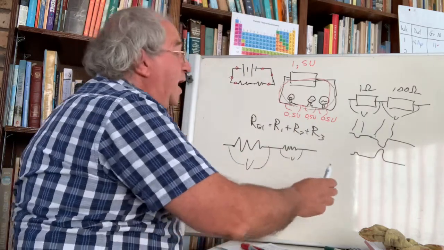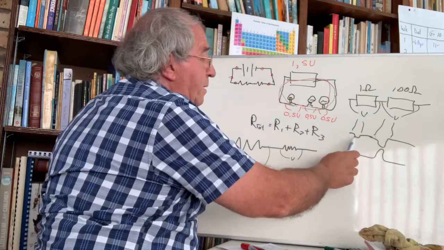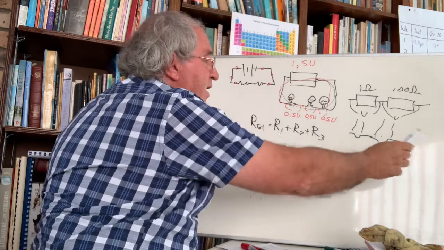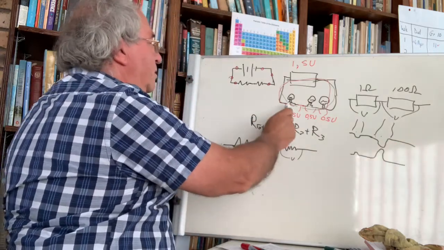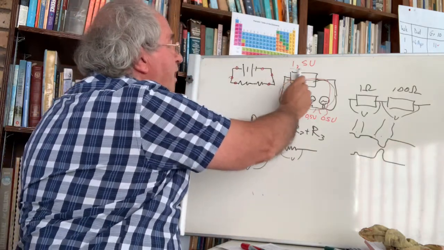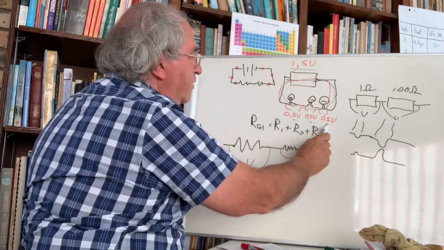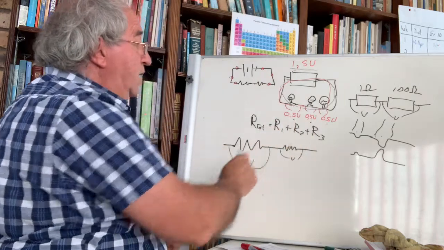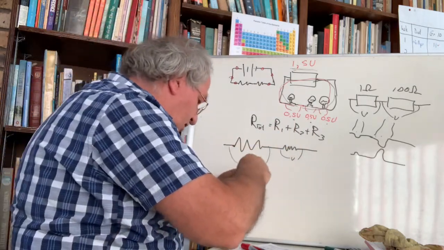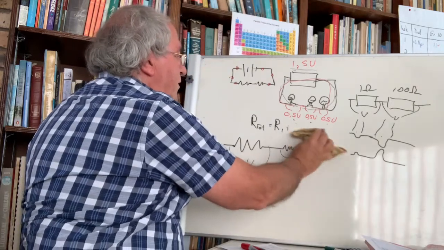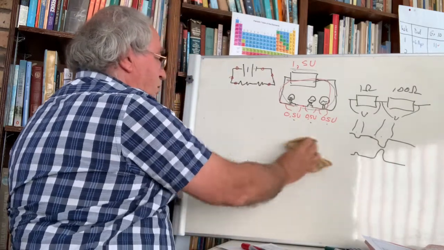So it divides the potential between different values. The potential there of 1.5 is divided into 0.5 here, 0.5 there, and 0.5 there, if they're all equal. If they're not, then the potential will be bigger.